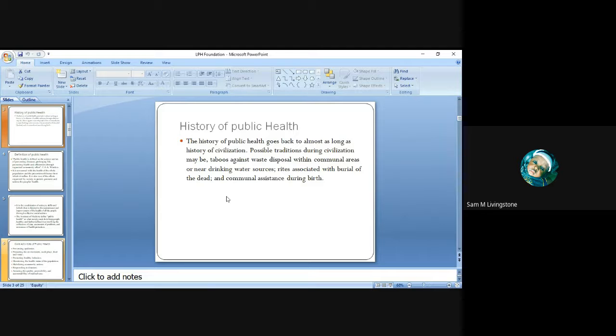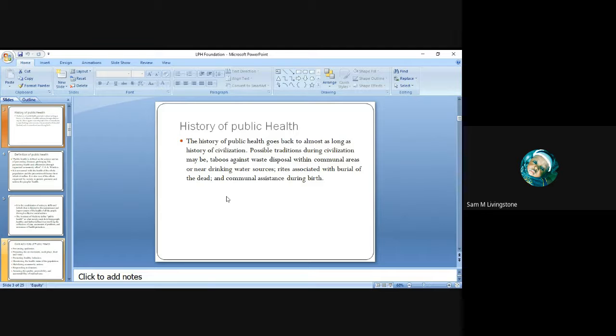It's possible that traditions during civilization made taboo against waste disposal within communal areas or near drinking water, associated with burial of the dead or during childbirth. So there was this concept that people had. At the time they were doing those activities, they never really knew it was maybe public health. But during our study and survey, we saw that they were putting those measures in place to see that life would be protected, life would be prolonged, and diseases would be controlled.